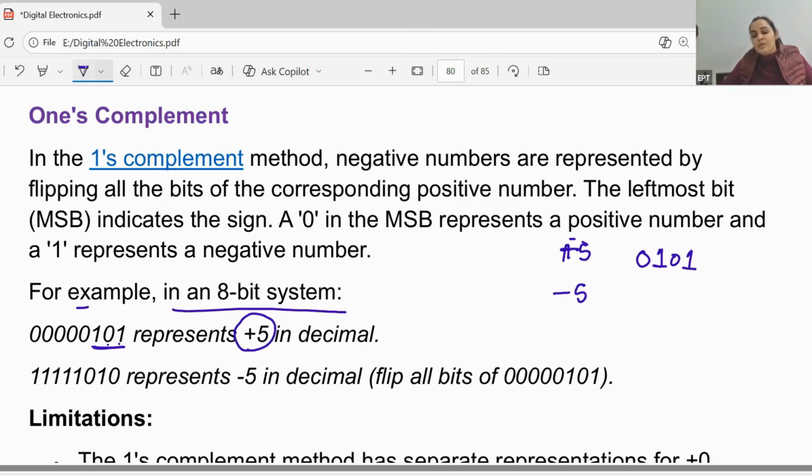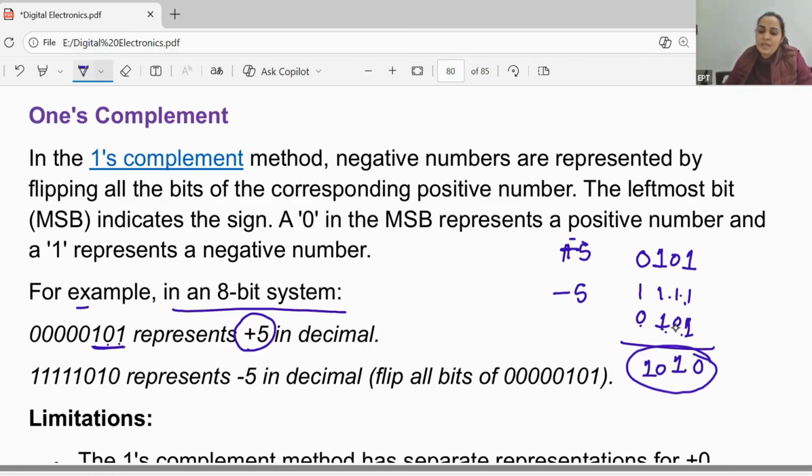You will take the 1's complement. So how will you take the 1's complement? If we have 4 bits, I will subtract this value 010 from this one. So 1 minus 1 is 0, 1 minus 0 is 1, 0, 1.